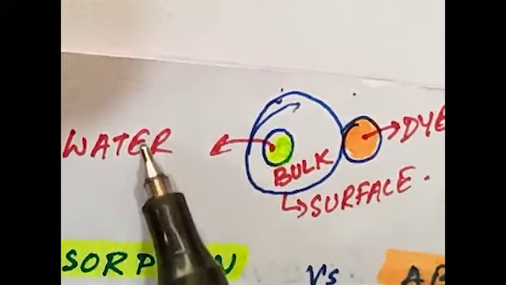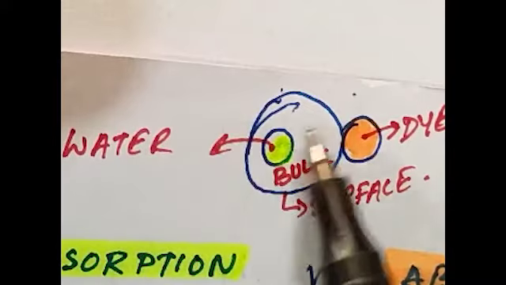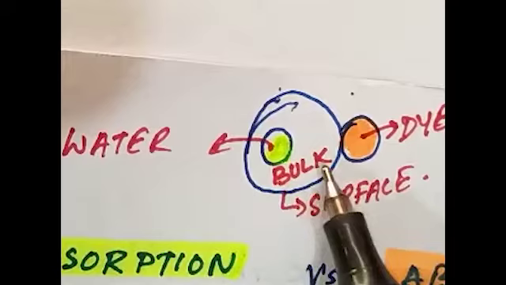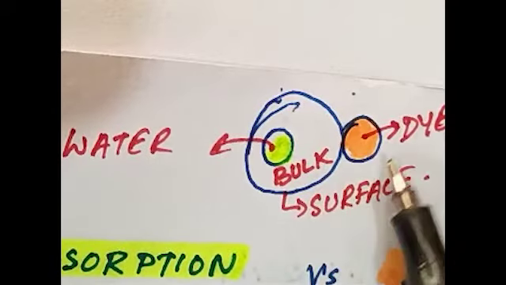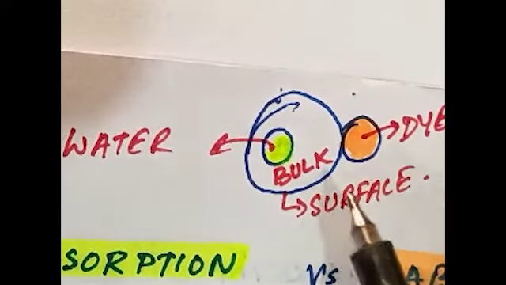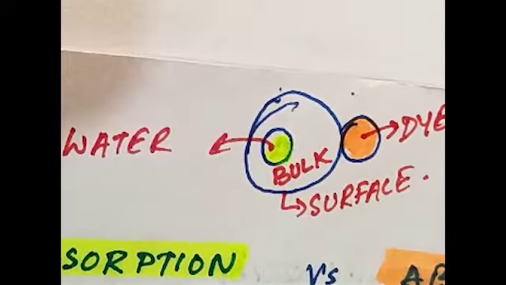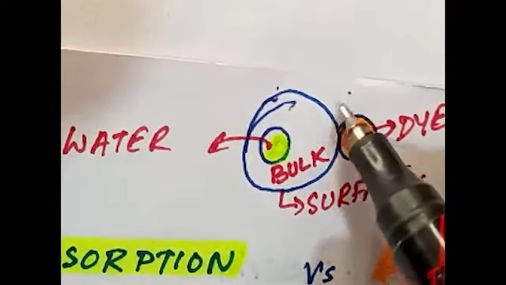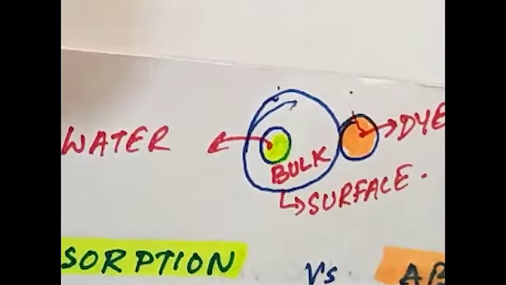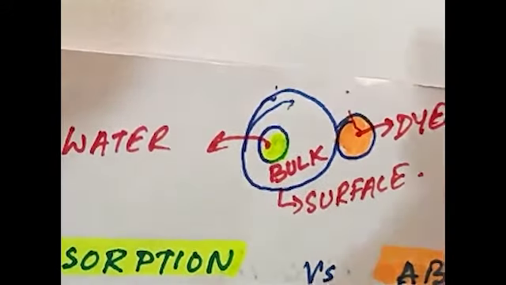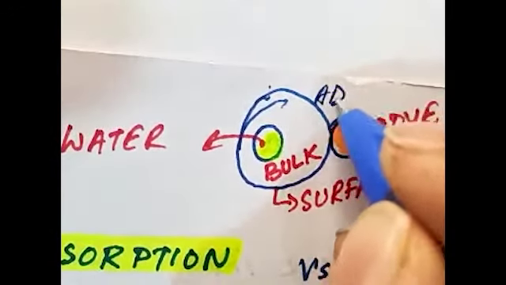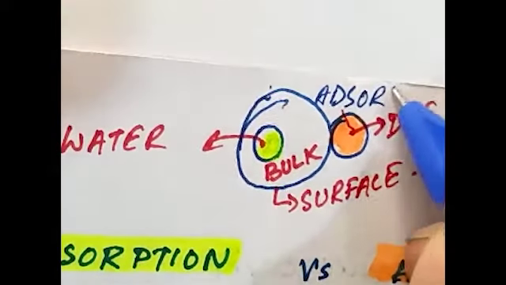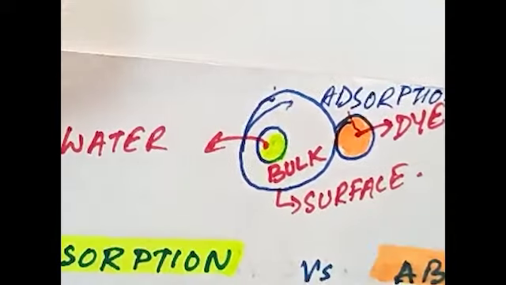If any liquid or gas enters inside, that is known as absorption. If it goes to the bulk, it is known as absorption. And if it is limited and stays only on the surface, that is known as adsorption. A dye is getting stuck on the surface of the adsorbent. So this is known as adsorption.